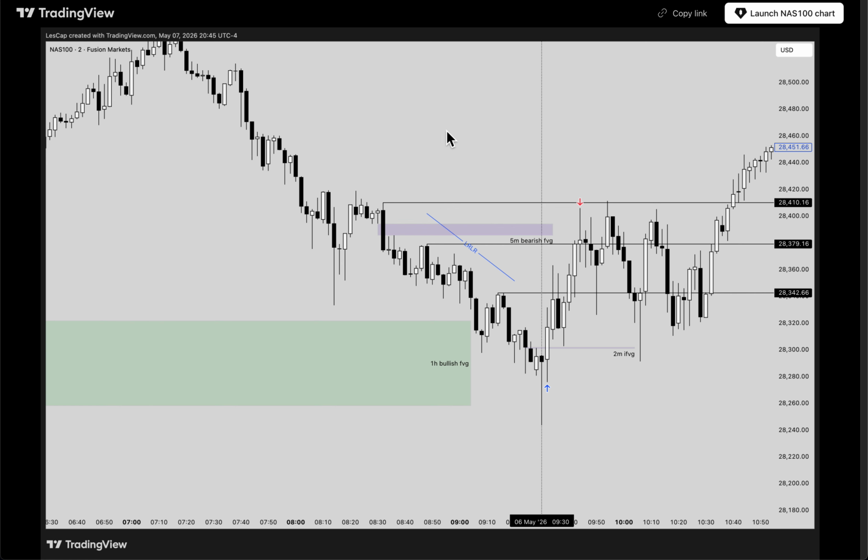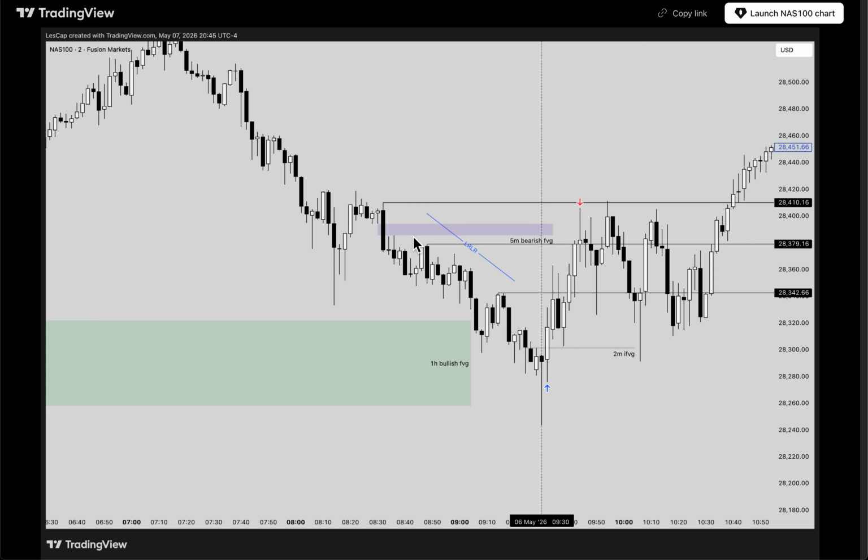So on the 2 minute time frame, we can see that my execution was here at about 9:32. You can see as well, there's a very hidden 2 minute inverse fair value gap here. You can see there's a gap here, right? And we can see price displaced above, breaking through that 2 minute inverse fair value gap.